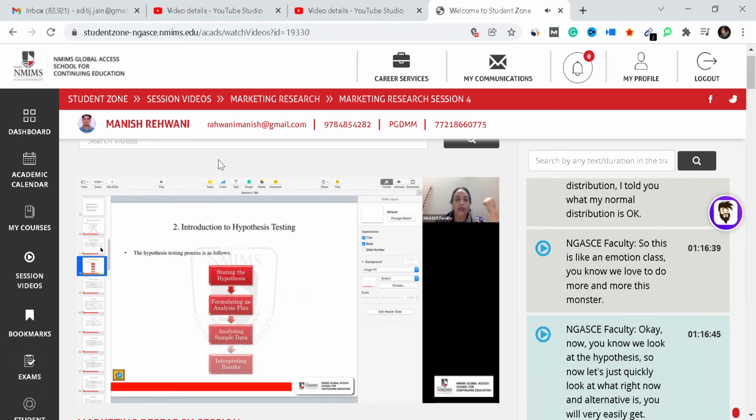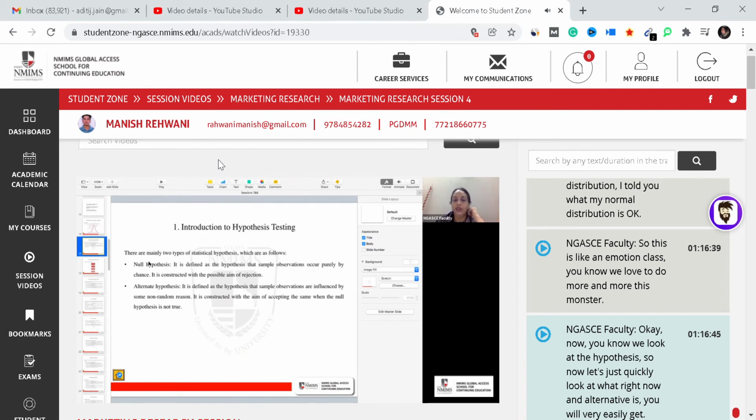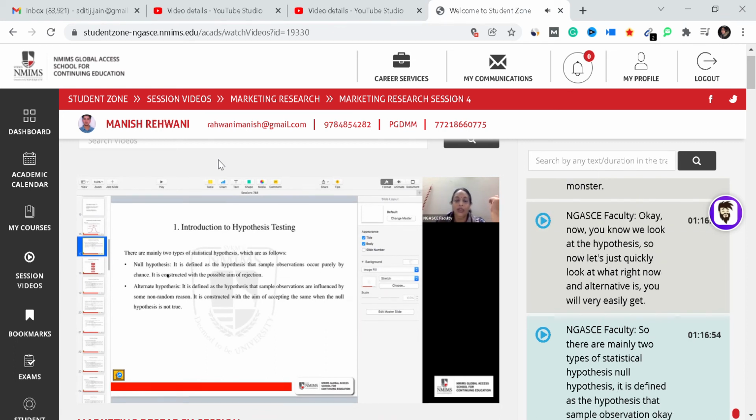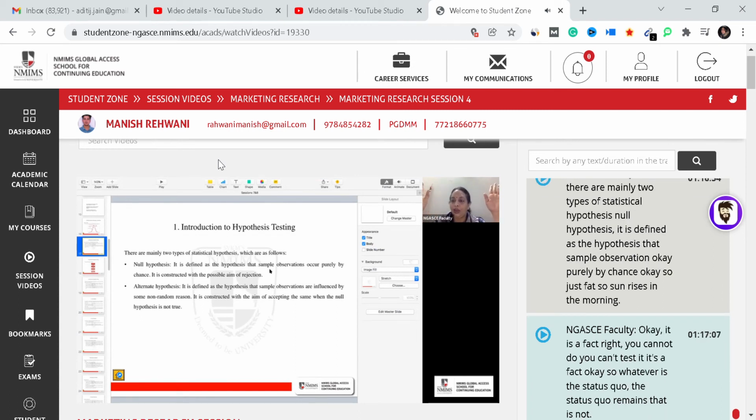Okay, now we look at hypothesis. So now let's just quickly look at what null and alternate is. You will very easily get it. There are mainly two types of statistical hypothesis. Null hypothesis is defined as the hypothesis that sample observations occur purely by chance. Okay, so it is a fact. So the sun rises in the morning. It is a fact, right? You can't test it. It's a fact. Okay, so whatever is the status quo remains.